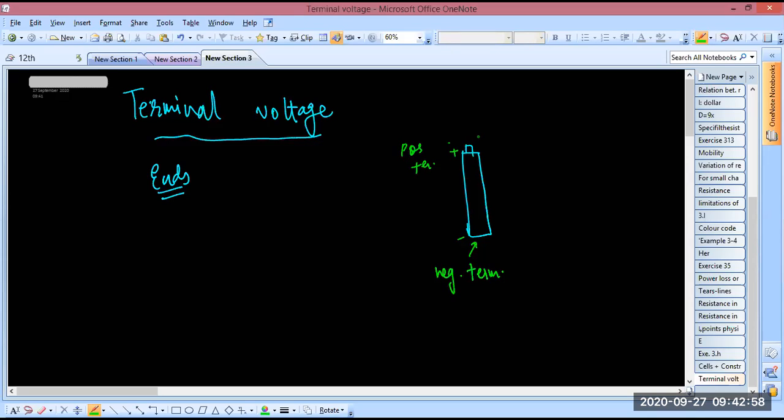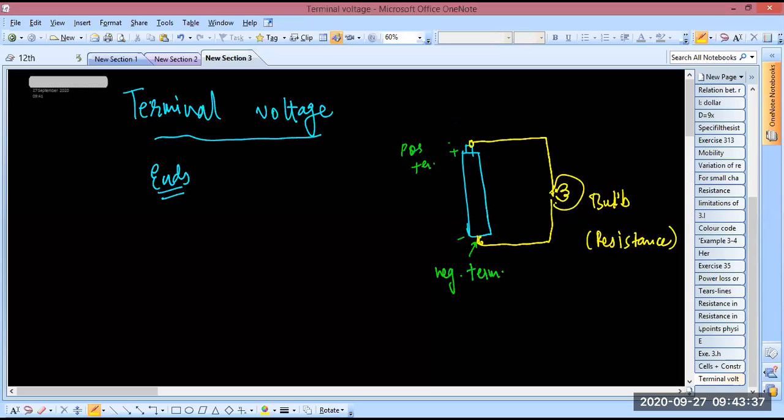Okay, so now what we are having here is that if we connect it with something, let's say maybe we have connected it with a bulb, right? Let's say this is a bulb. So the bulb will be glowing, correct? And the bulb will have its own resistance, right? Bulb obviously has its own resistance.